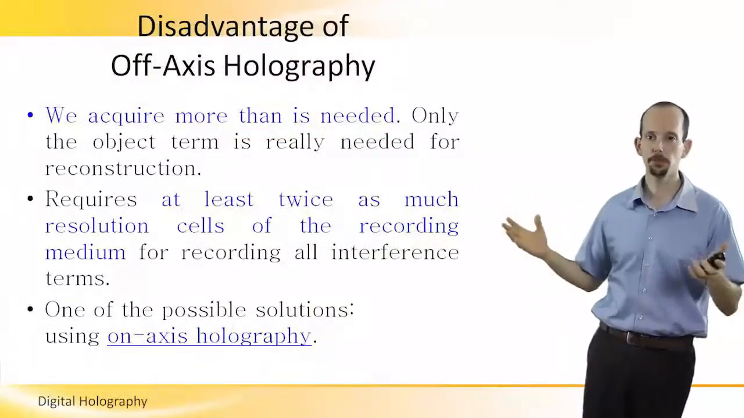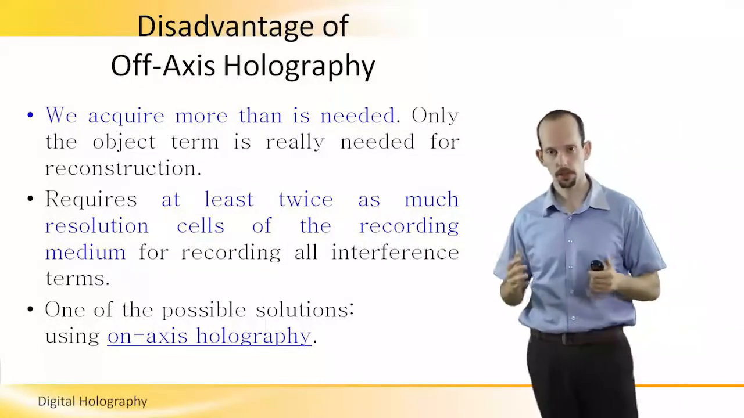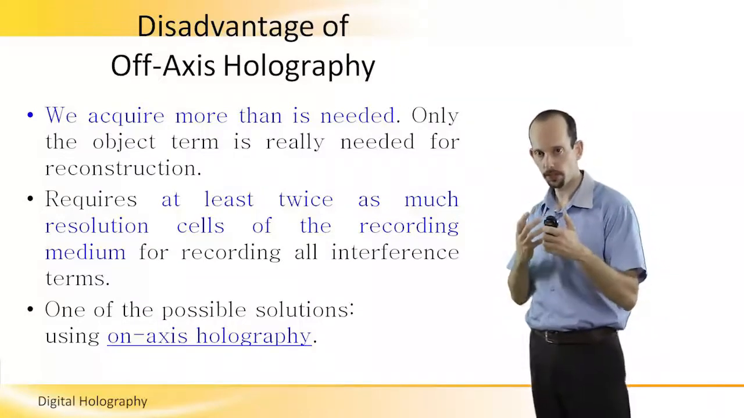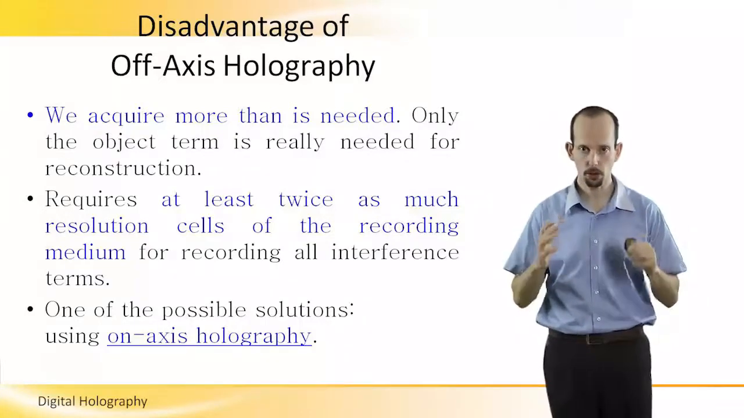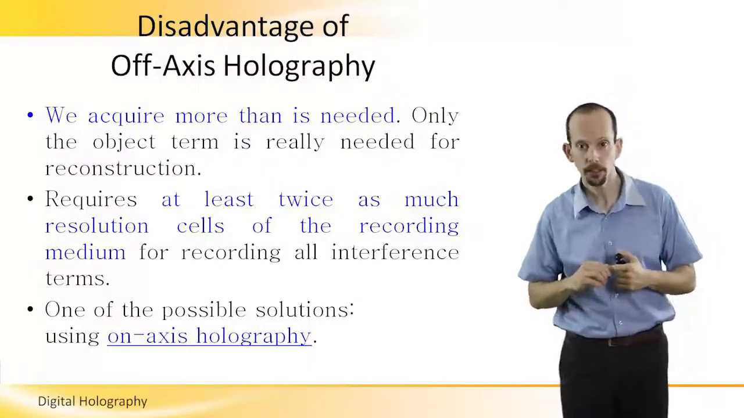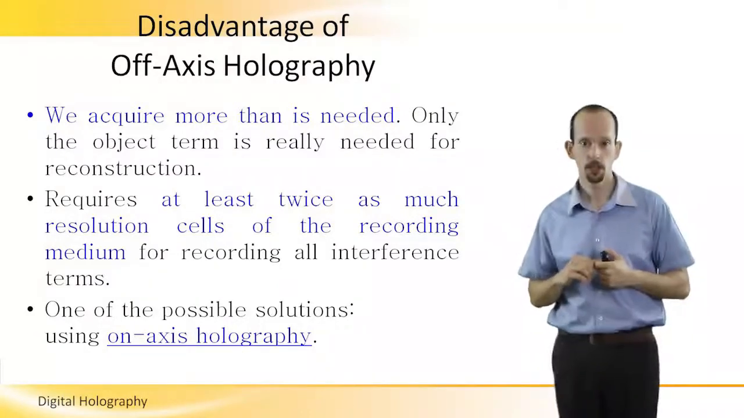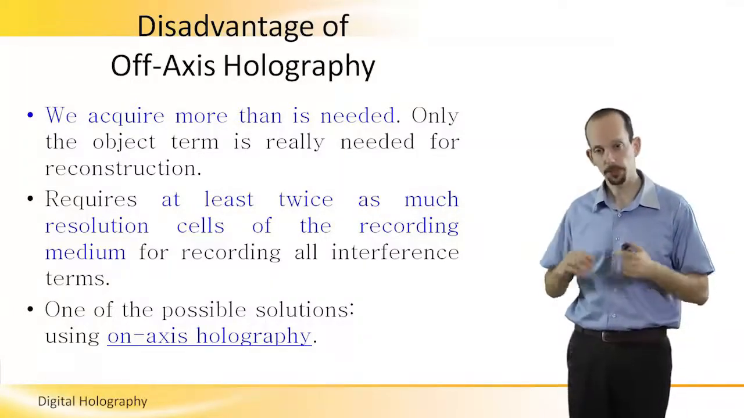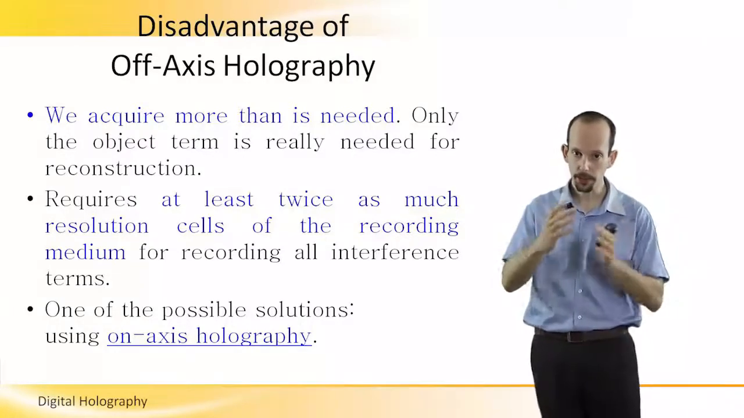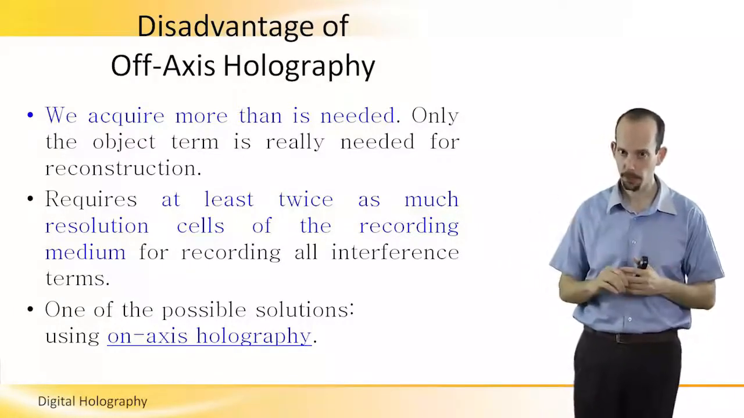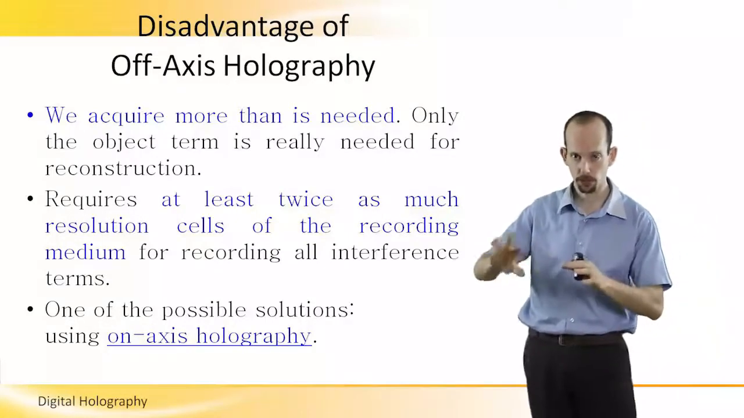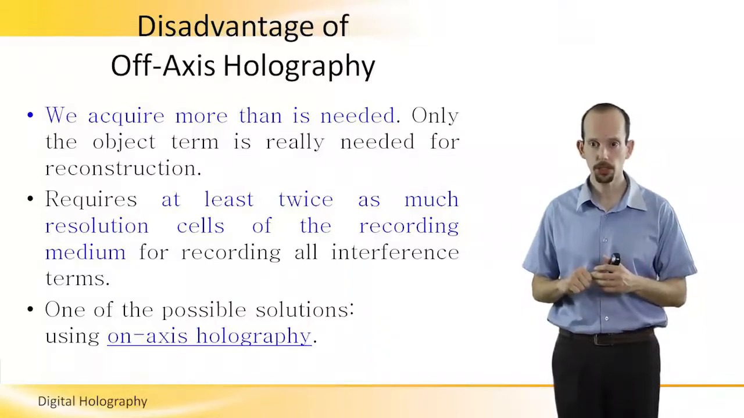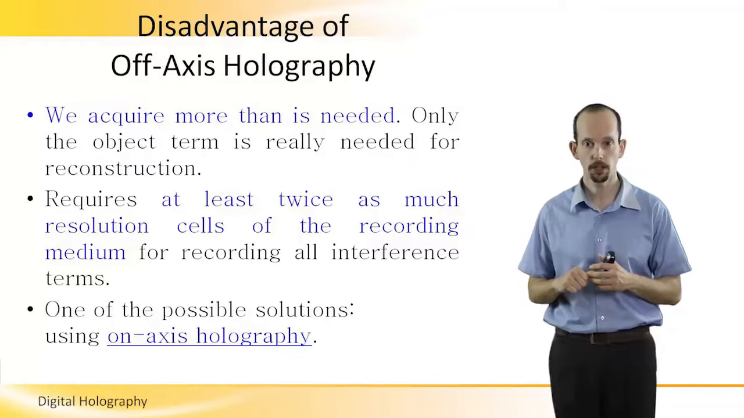So we have seen two possible digital processes in order to extract the wanted element. One element out of 4 is all that we need. But in fact, here we acquire more than is needed, because only the object term is really needed for the reconstruction. And because we acquire 4 elements and we need to have them separated in space, located in different locations over the Fourier domain, we need at least twice as many resolution cells from the recording medium.